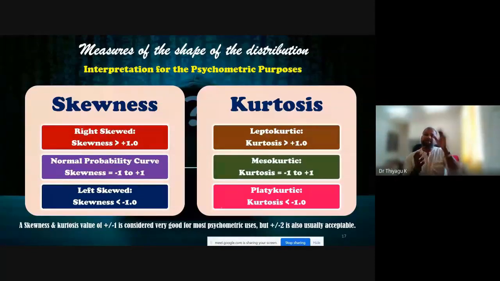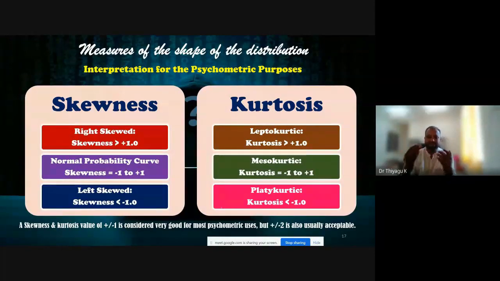Normally, for the normal probability curve, the skewness value is zero. In the context of kurtosis, the measure of kurtosis for a normal probability curve is also zero. But for psychometric purposes, we can accept some kind of ranges for normality, as well as for right skewness and left skewness. That is what I'm focusing on here.